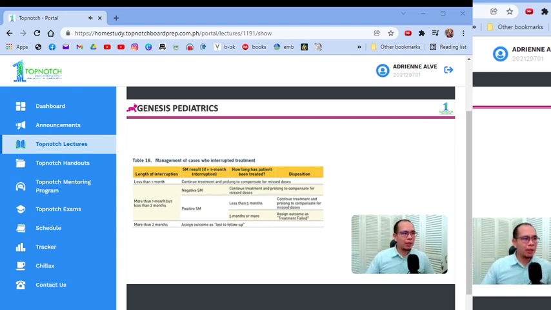So, if less than 1 month ang interruption, okay, just continue treatment and prolong to compensate for the missed doses. Okay? If more than 1 month but less than 2 months, you check for your smear microscopy. If negative yung smear microscopy niya, okay, sputum smear microscopy, okay, continue treatment and prolong to compensate for missed doses. If positive, okay, the question is how long has the patient been treated? Pag less than 5 months, continue and compensate. Pag more than 5 months na, tapos positive pa rin siya, treatment failure na yan. Okay? If more than 2 months na interrupt ang treatment, that is lost to follow-up. Okay? I hope this is clear.